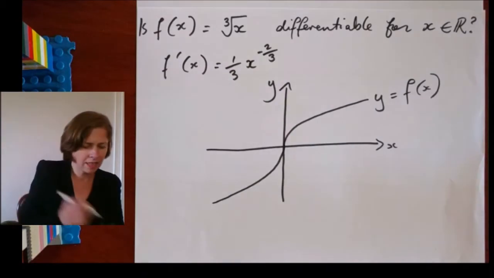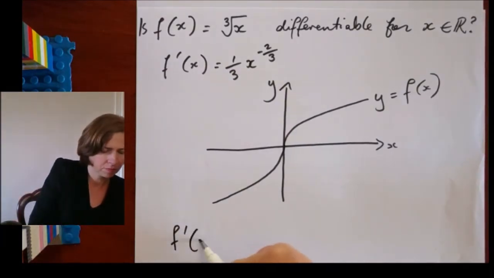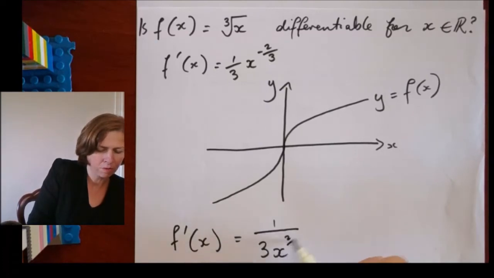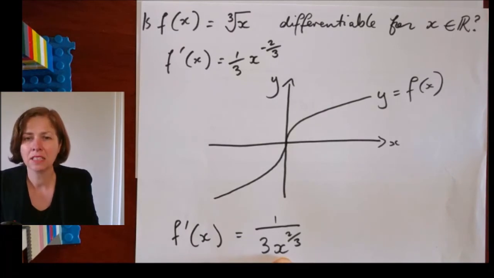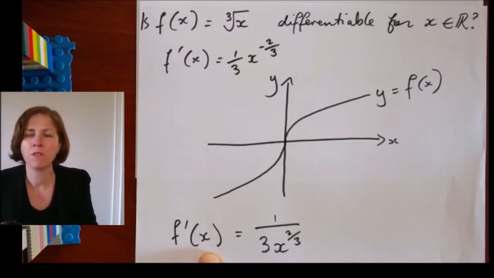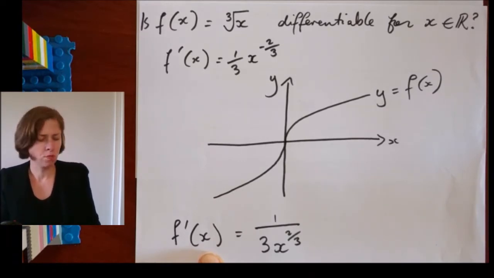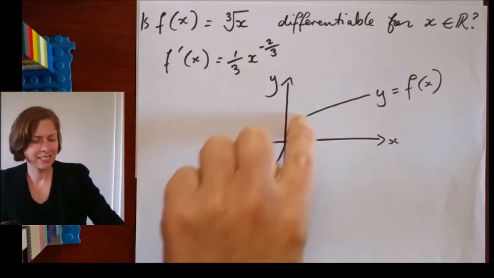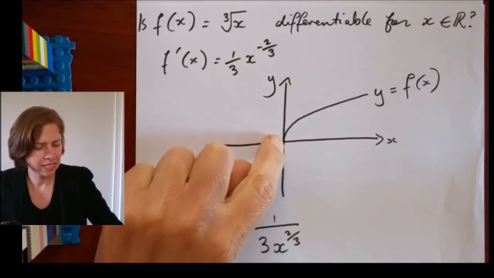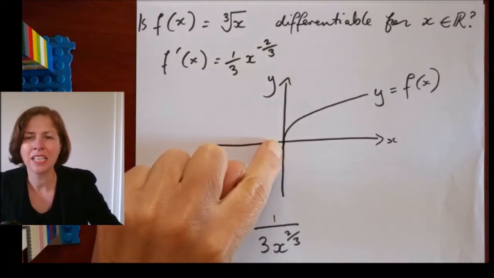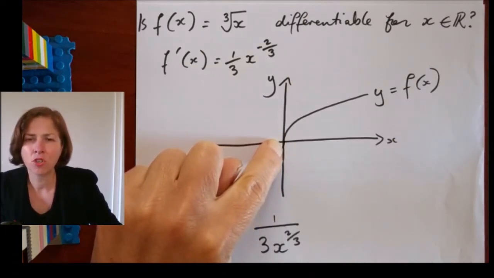Now I can rewrite that as 1 over 3x to the power of 2/3. In other words, my x is a denominator, which means x cannot be equal to 0 for the derivative function. And if I look at a graph of the cube root of x, that's what it looks like. It's the inverse function of x cubed. I can clearly see that briefly here it has a vertical gradient.